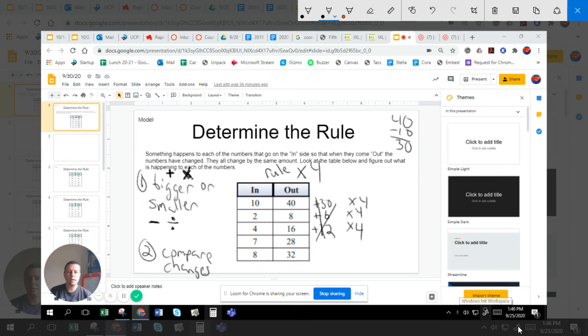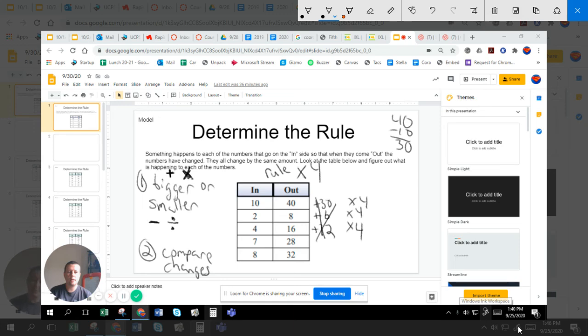But if it's changing by different amounts, it's going up by 30, it's going up by 12, it's going down by 15, it's going down by 5. If it's changing, then it's a multiplication or a division rule. Okay? And once you know the rule, or once you know the operation, it becomes much easier to figure out, well, what number is it being multiplied by or added to?